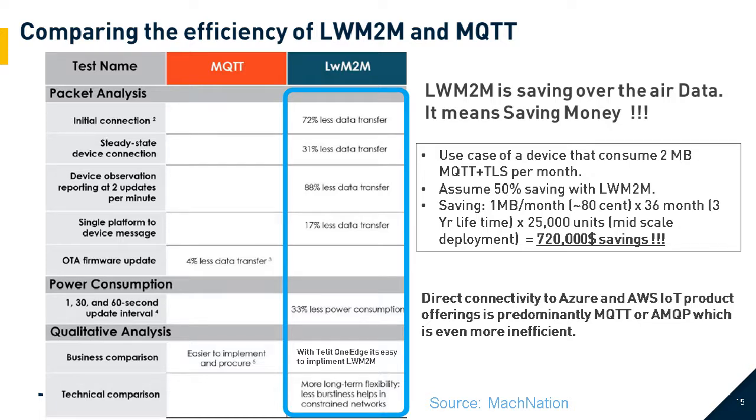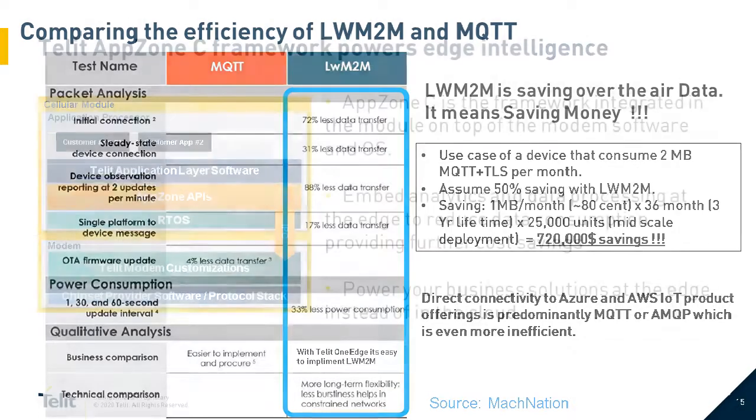And leveraging the platform's ability to proxy that information into Azure and AWS IoT, it is a powerful onboarding tool, because those tools natively today use MQTT or AMQP, which is extremely pervasive today, but it really is not efficient enough for today's low bandwidth solutions.